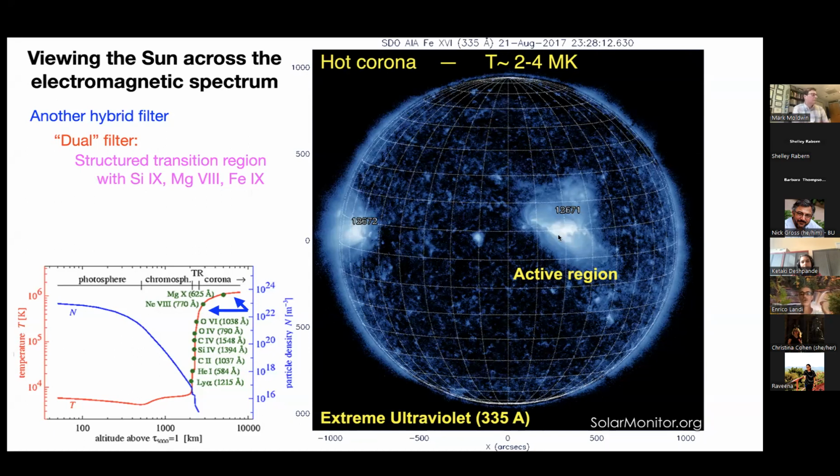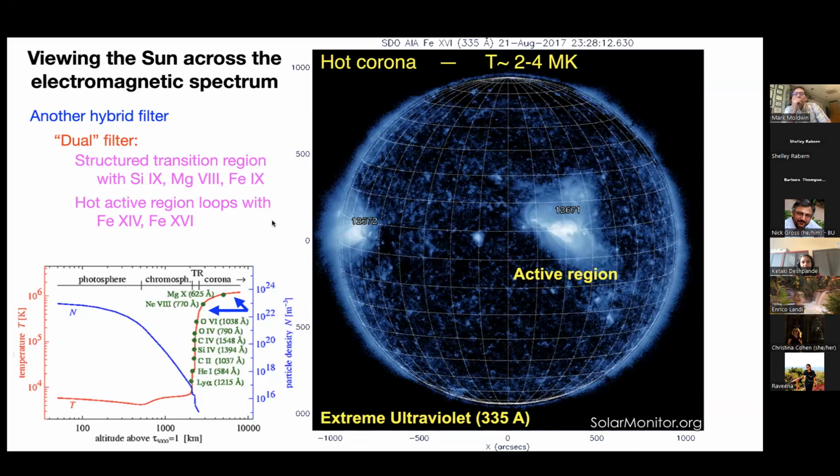But when you hit an active region, the spectrum changes completely and is totally dominated by iron 14 and, most importantly, by iron 16, which emits one of the strongest lines in the extreme ultraviolet. And these are really prime lines for active region physics.